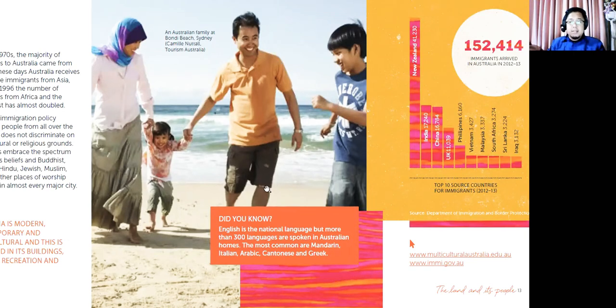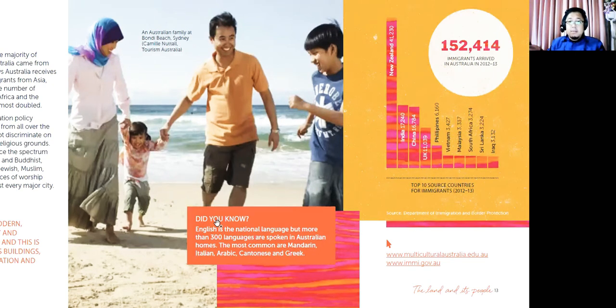This is so exciting, don't you think? This is an interesting fact about Australia. English is the national language, but more than 300 languages are spoken in Australian homes. The most common are Mandarin, Italian, Arabic, Cantonese, and Greek. Oh, this is so exciting.